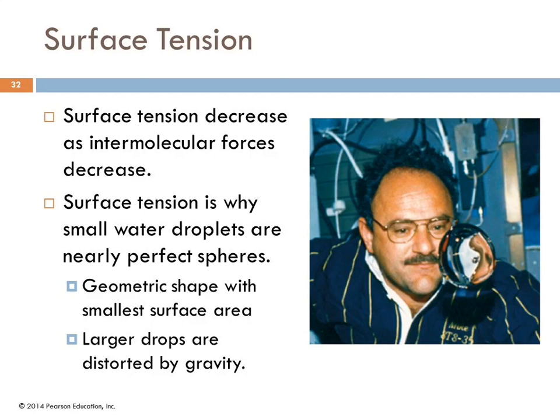So we typically would draw a drop of water as being more shaped like this, right, as it's falling off the faucet. But that's because it's being distorted by gravity. When you make a fine mist and spray droplets of water into the air, if you were able to look at them, they'd be perfect little spheres.